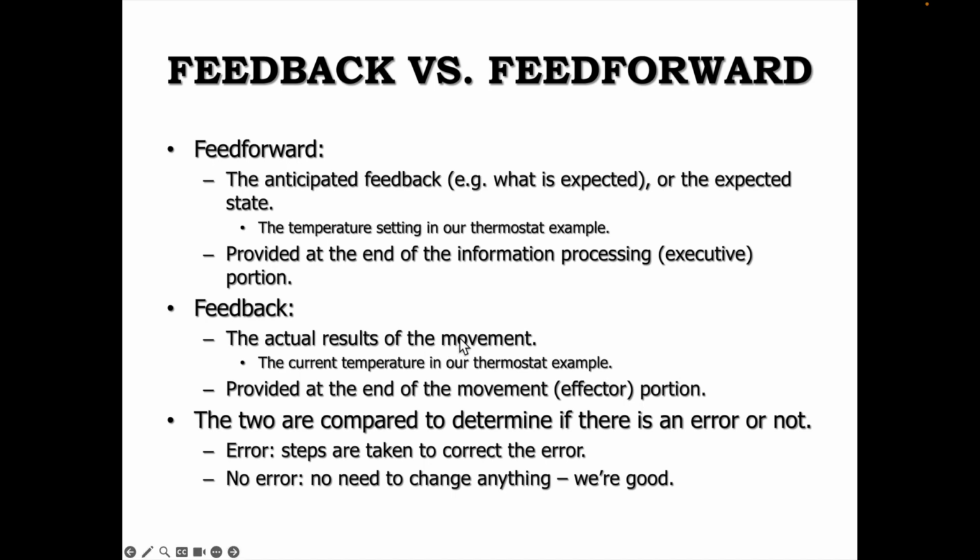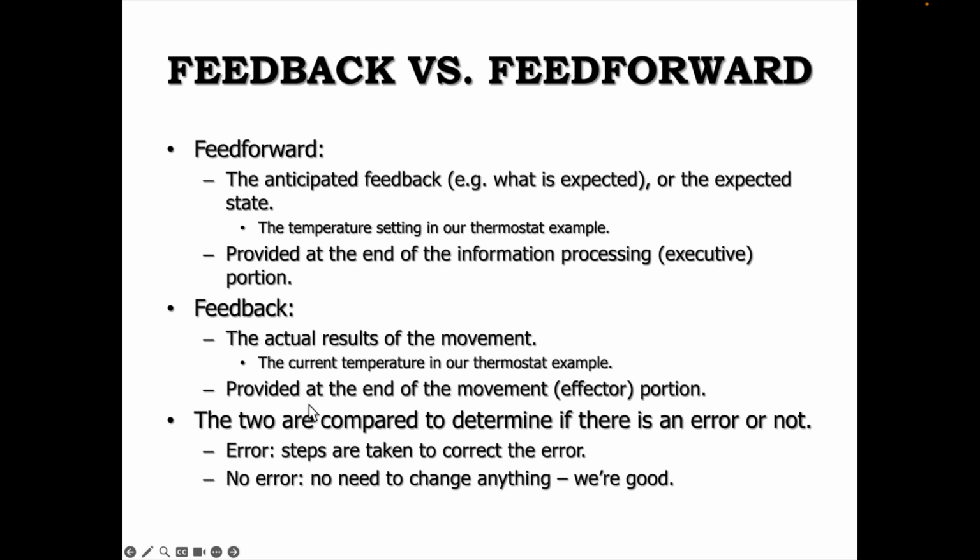So it talks about feedback versus feed forward information. Feed forward information is what we anticipate to get, or what is expected. In our example previously, we expected the furnace to be at 68 degrees Fahrenheit. This feed-forward information is provided at the end of the information processing portion, versus the feedback, which is the actual results of the movements. The current temperature in our thermostat example was 65 degrees. And this is provided at the end of the movement, the effector portion.